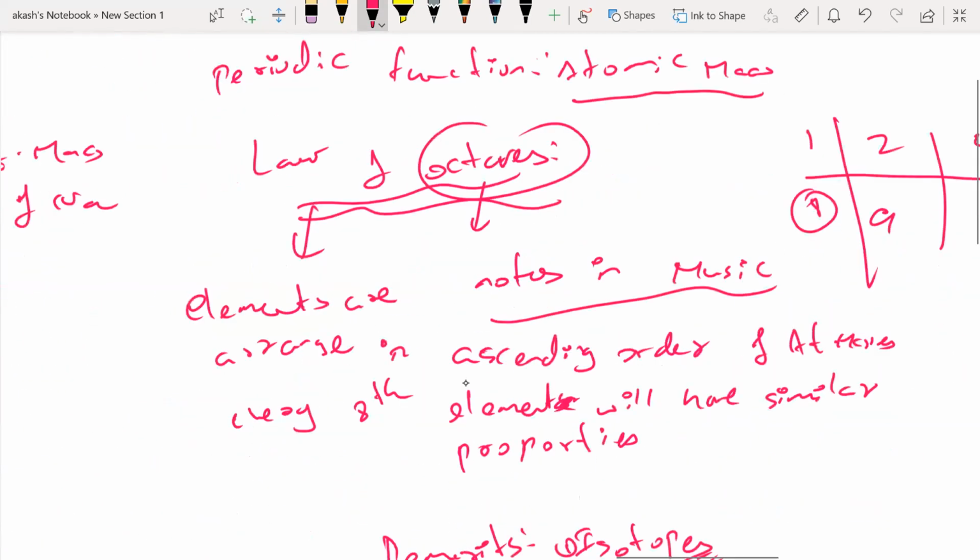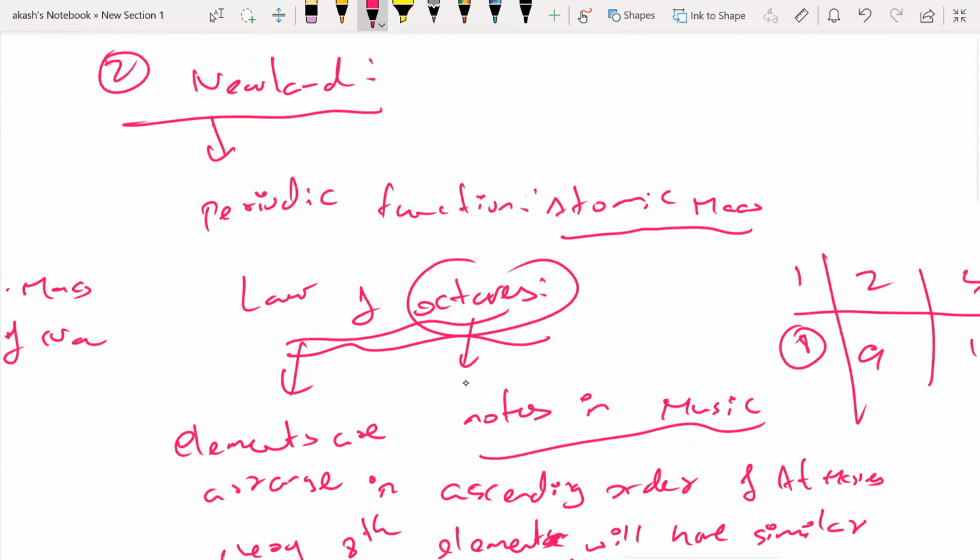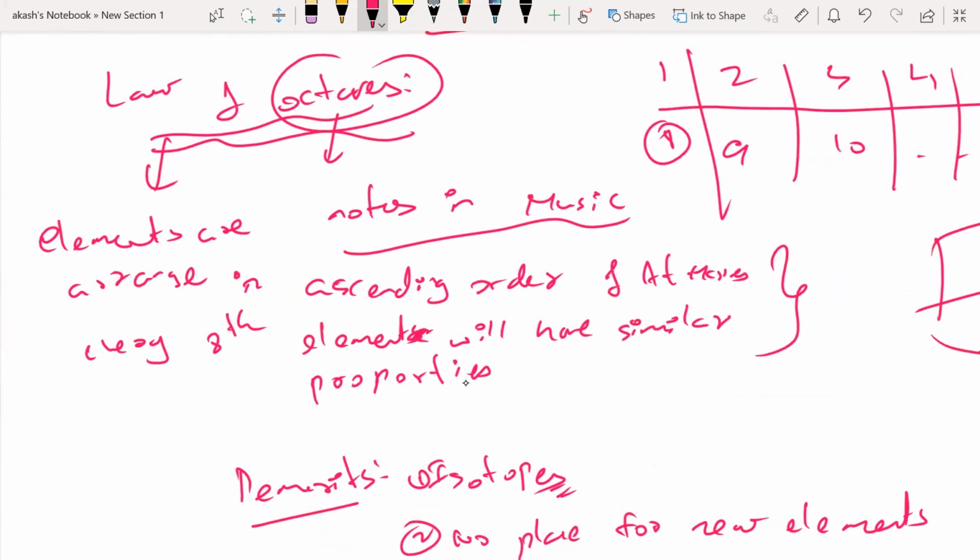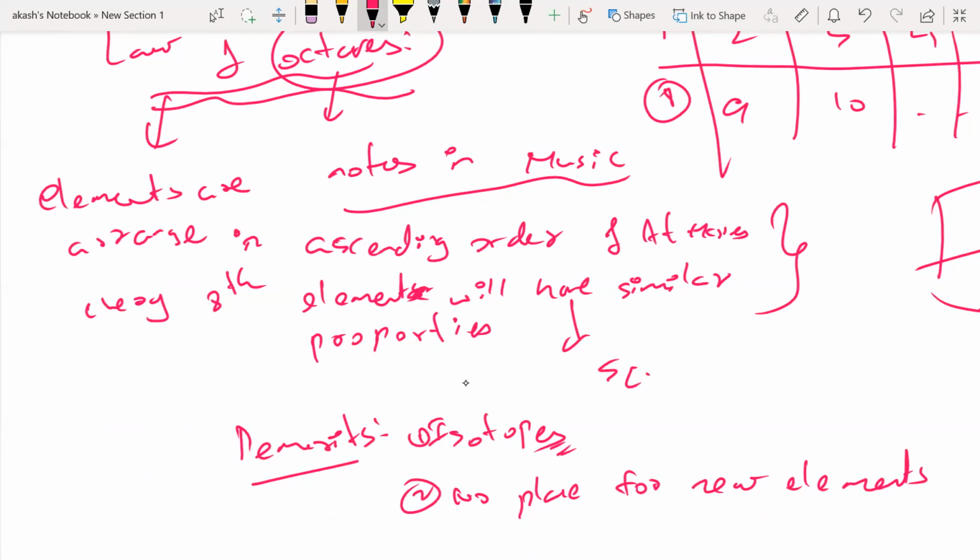Actually, one more problem we face with Newland is, he is not exactly a scientist. Actually, he was a musician, and whatever he told did not have any scientific basis. There were no scientific experiments to prove what he said, but eventually it came out to be true. There was no scientific explanation for the law of octaves he proposed. That was actually another problem.